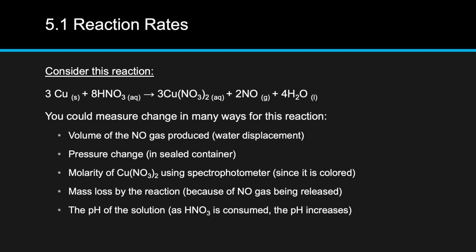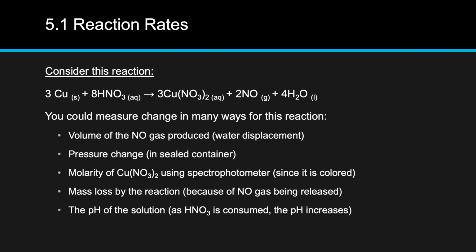So consider the reaction shown. I just want to go over different ways in which you can measure change for this reaction. So we have solid copper reacting with nitric acid, and it's creating 3 different products. So one way you could measure a change is the volume of NO gas produced, and you could do that by the displacement of water. Since NO is only slightly soluble, you could do that.